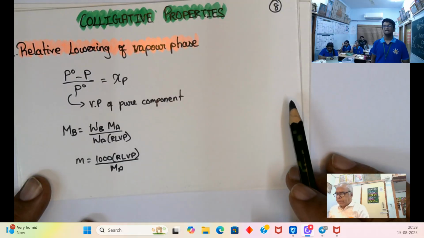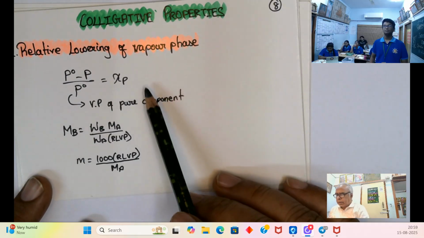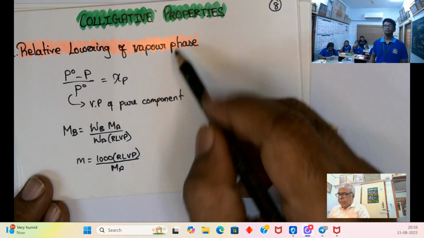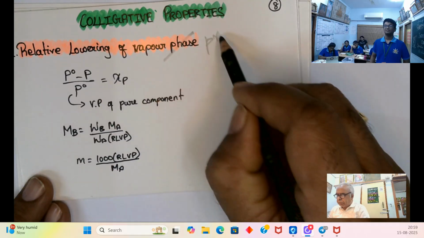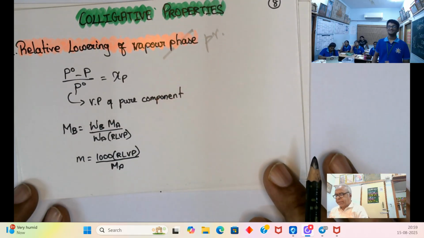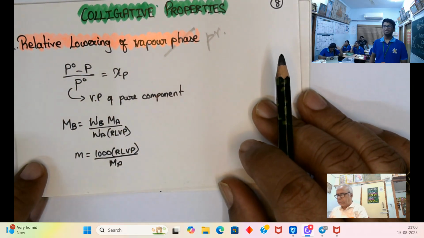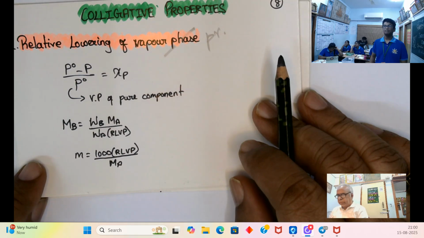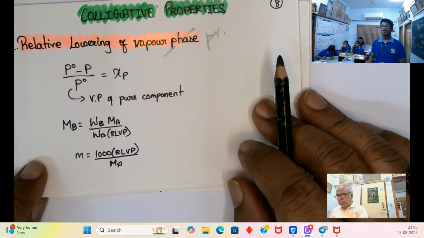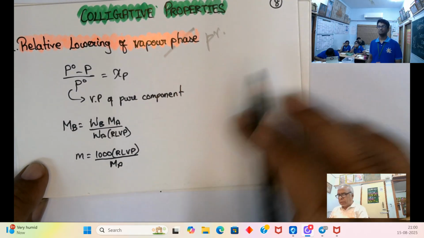Colligative properties. Relative lowering of vapor pressure: P naught minus P by P naught is equal to chi B. So MB is equal to WB by MB into MA by WA into R. That is the relative lowering of vapor pressure.